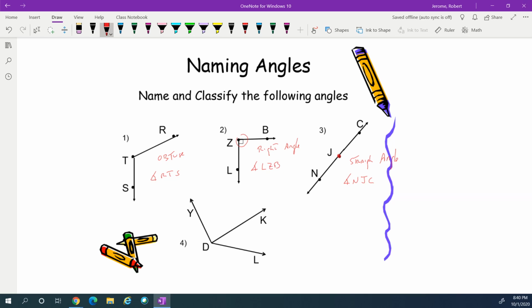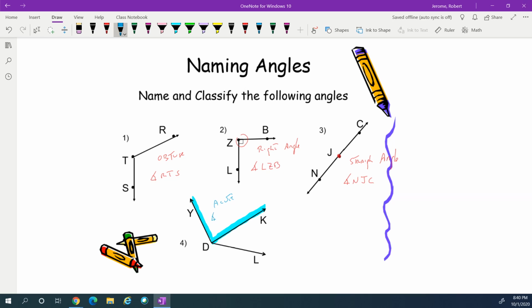Number four is an interesting one. Let's look at number four here. We were asked to name and classify the angles. Well, first of all, think about how many angles you see in number four. I see 3 angles. So let's go through those 3 angles. First, I see this angle right here, which to me looks acute. A little bit less than 90, but again, we're not measuring it.